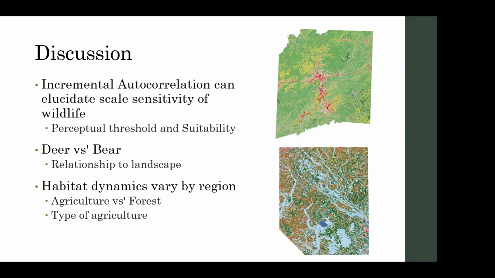And then habitat dynamics also seem to vary by region, where the amount of connectivity or patches, or how diffuse it is, or whether, like in the mountain versus coastal regions of North Carolina, there's different kinds of agriculture, may all play an effect.